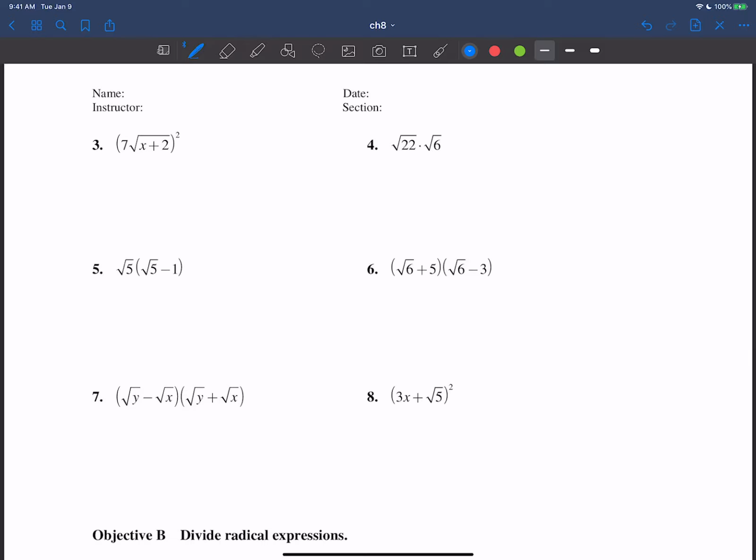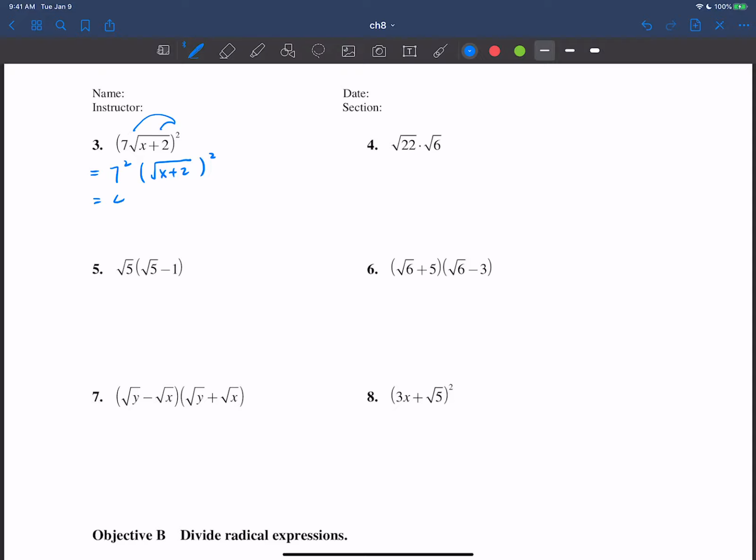Number 3. 7 radical x plus 2, squared. In this case, we are going to distribute that square outside into the inside. So you could do little curves like this. The first factor, 7 raised to the second power, and then the second factor, radical x plus 2 raised to the second power. And then we calculate each of them separately.